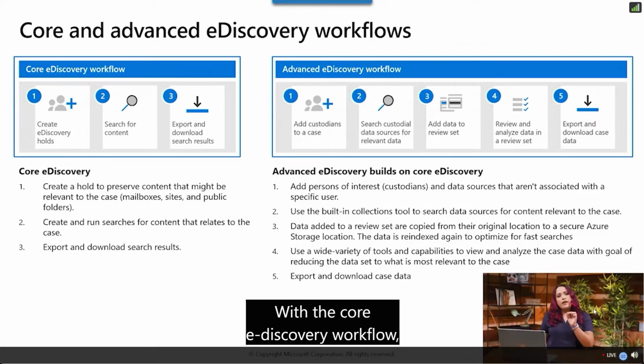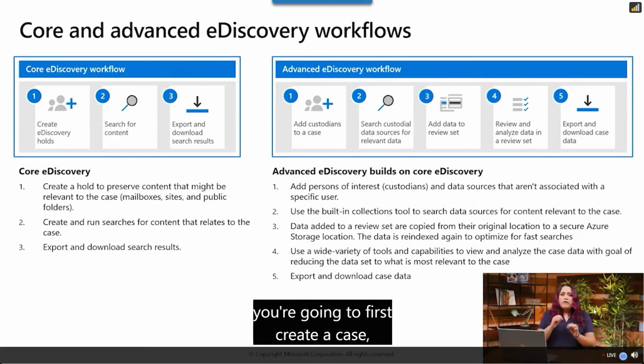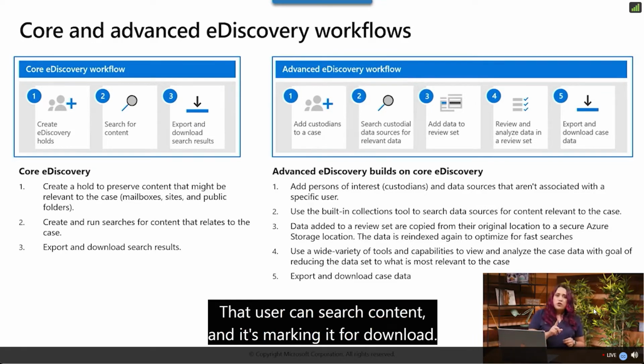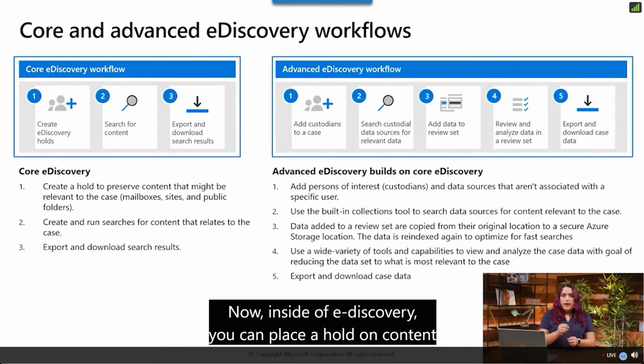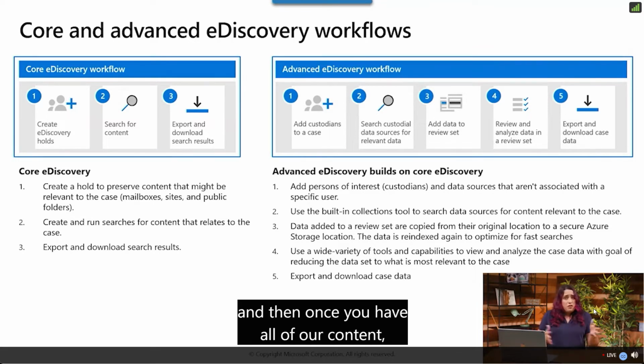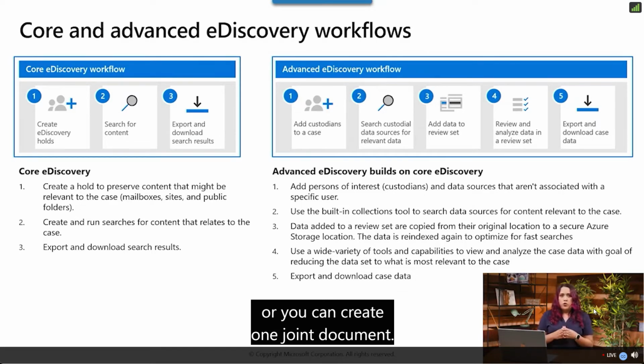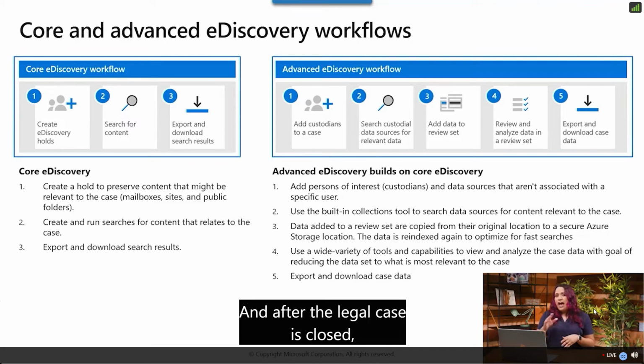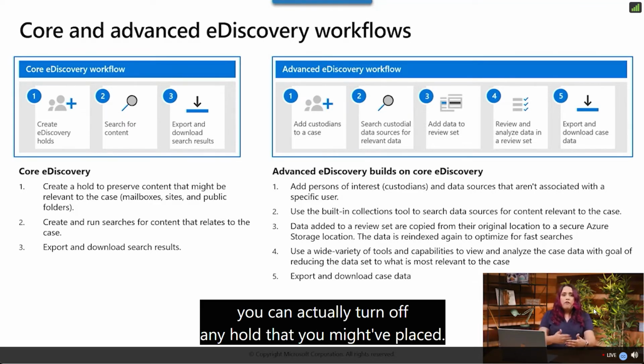With the core e-discovery workflow, you're going to first create a case and then assign a user. That user can search content and mark it for download. Now, inside of e-discovery, you can place a hold on content that might be needed for the case. And then once you have all of your content, you can either export it as individual files, or you can create one joint document.